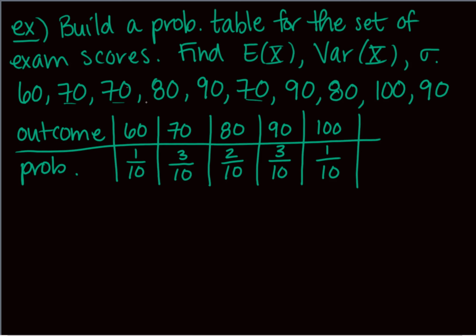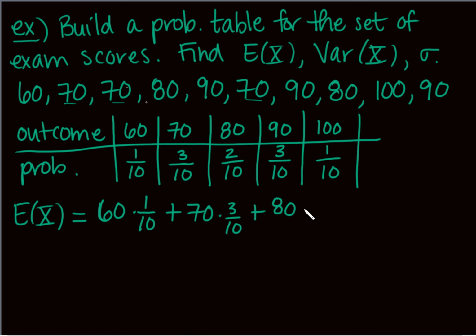All right, people. So let's find the expected value. Expected value is really just the mean or the average. You can use your calculator if you would like, but I would like to see you at least set it up, and then you can use your calculator to actually find the solution. I'm going to do 60 times 1/10 plus 70 times 3/10 plus 80 times 2/10 plus 90 times 3/10 plus 100 times 1/10.